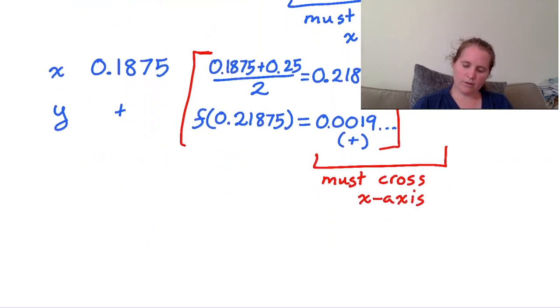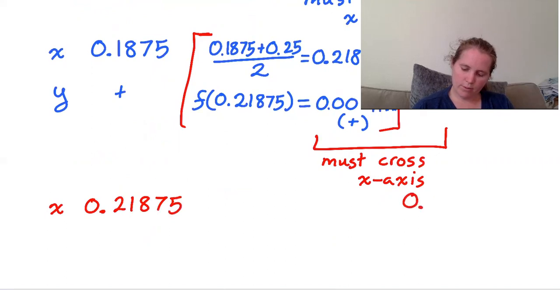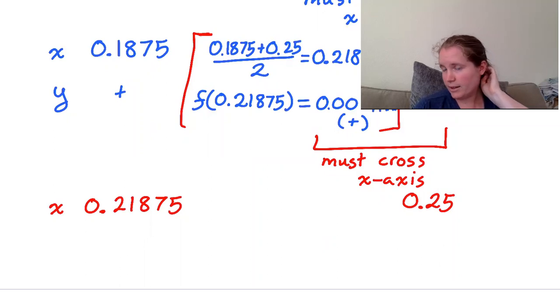So now our two endpoints, our x value, we are looking at 0.21875, and our right value is 0.25. So we already know at this point that we are looking at 0.2 something. It takes a while to narrow down to multiple digits for the x value.